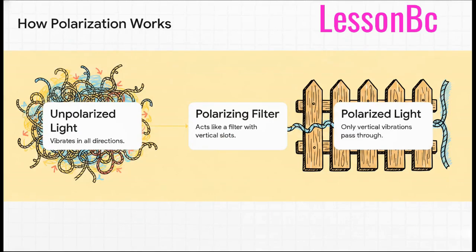Here's a great way to think about it. Imagine unpolarized light is like a whole bunch of ropes, all shaking wildly in every direction. Now imagine a polarizer is like a picket fence. What happens? Only the bits of rope that are shaking up and down can actually make it through the vertical slots in the fence, right? Everything else just gets blocked. And the light that makes it through on the other side, that is now polarized light.